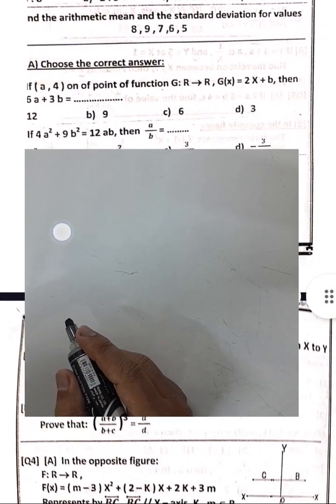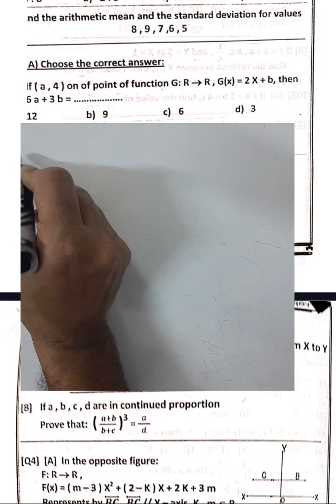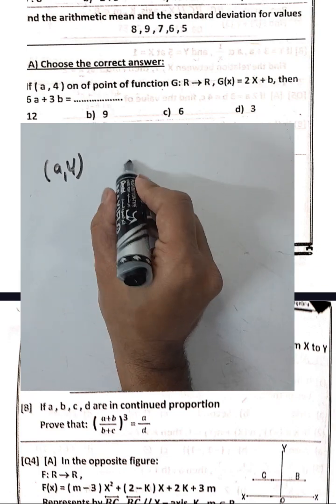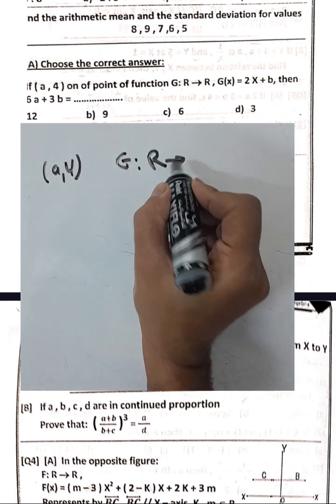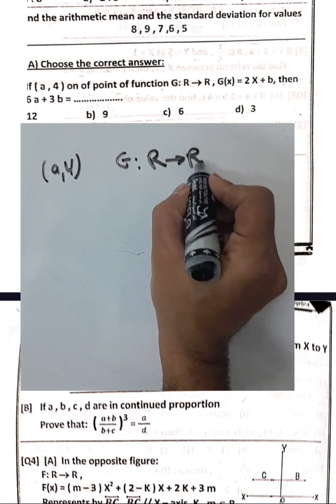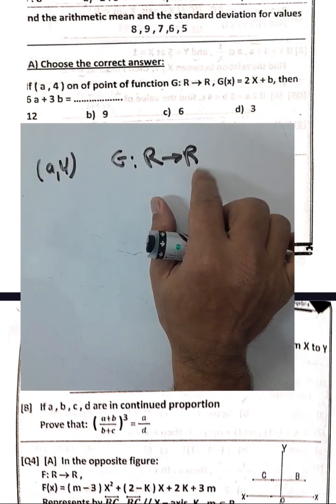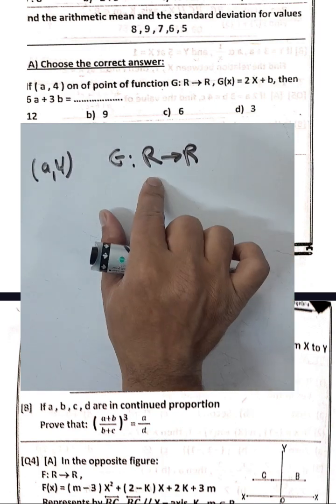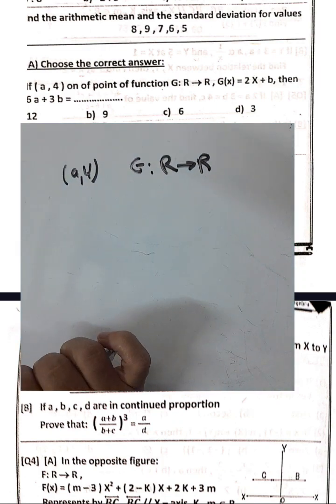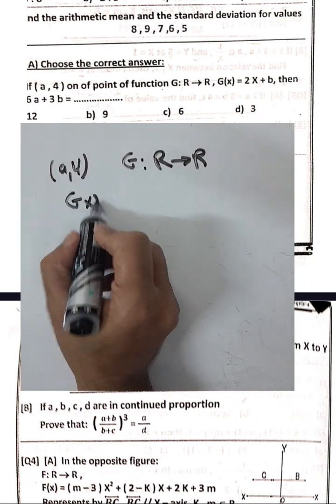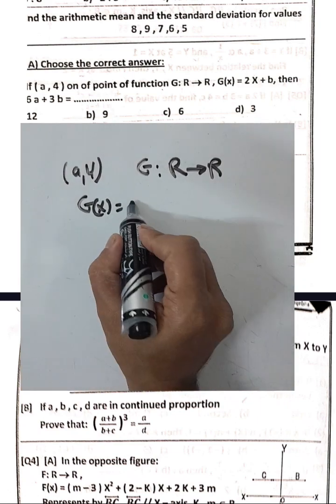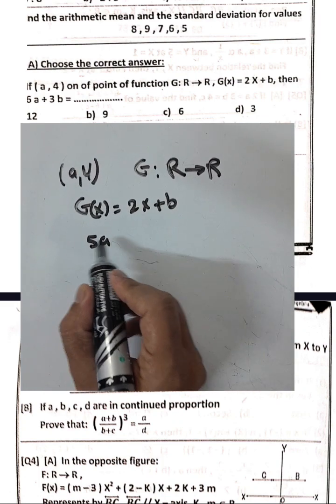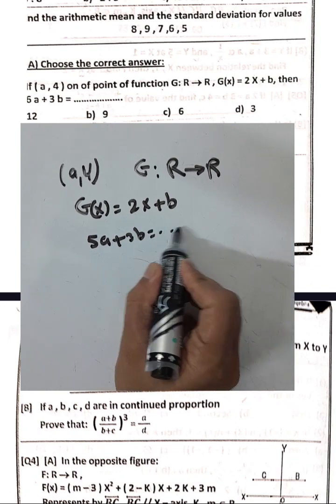Choose the correct answer. Number 1: if the point (a, 4) is a point of the function g, g from R to R, the range is R. In this case, the image will be an element in R. What about this function, g of x equal to 2x plus b? Then you want to find the result of 5a plus 3b equal what?